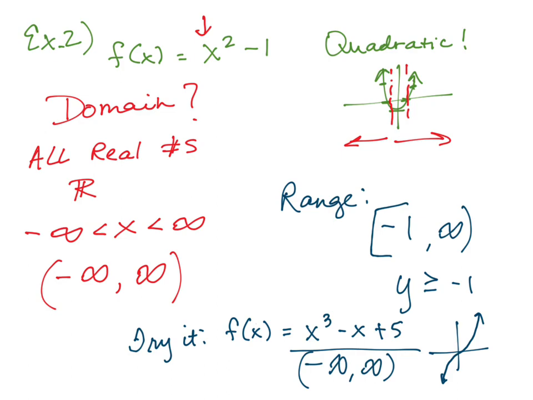Negative infinity to infinity. And this is the domain. Spoiler alert, the range would be the same. Can you tell that it goes all the way down and all the way up? Your range would be negative infinity to positive infinity as well. Good? Okay.